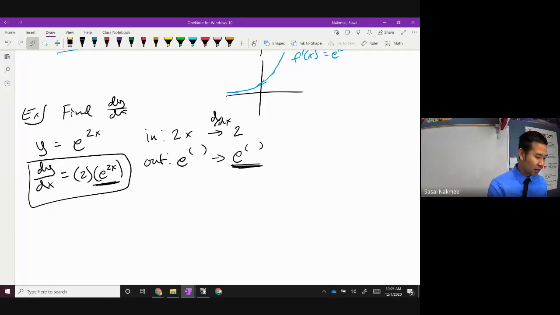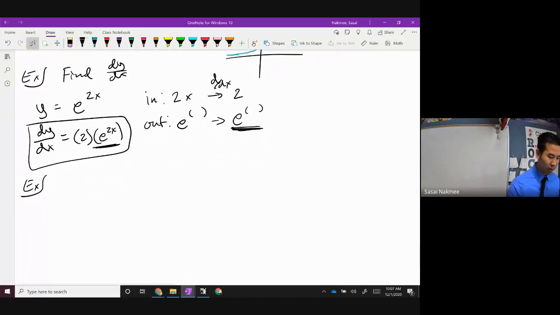Let's do one that's a little bit more difficult. Let's do an e function that is multiplying with something. So let's see here. Let's say I was asked to find y prime for y equal to x squared times e to the 2x.